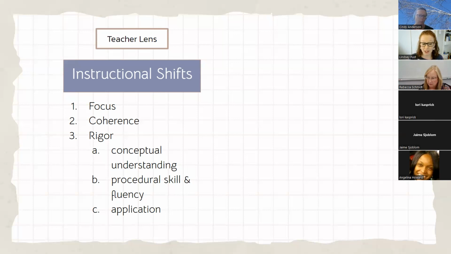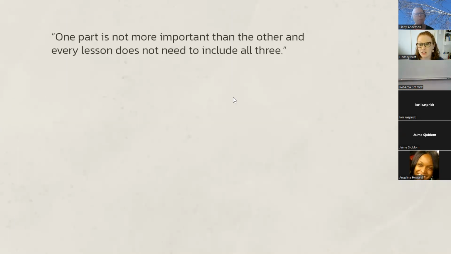For coherence, we can use both the blue book and the content progressions document to think about how I am making connections between other math topics or other levels. And then rigor. So this is really teacher focused. This is my lens as a teacher. And these are some quotes.